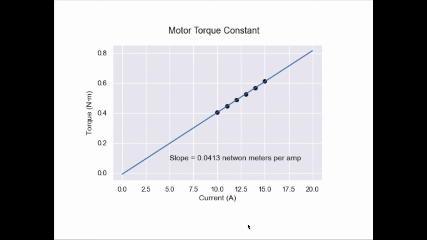So one takeaway is that the motor torque is proportional to the phase current, and this can be calculated from the motor kV. The other takeaway is that a higher kV motor generates less torque per amp.